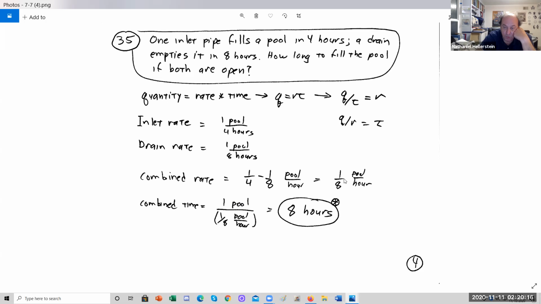That's 1 pool over the combined rate of 1/8 of a pool per hour. After some simple arithmetic, it comes out to 8 hours. All right. It doubles the time because the drain drains out half as fast as the inlet does.